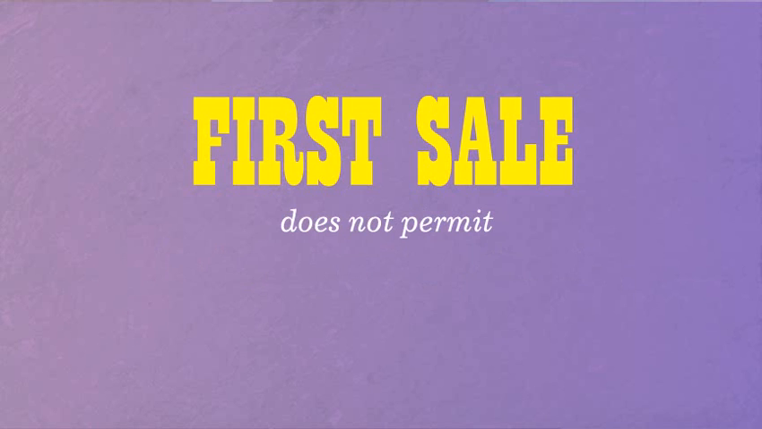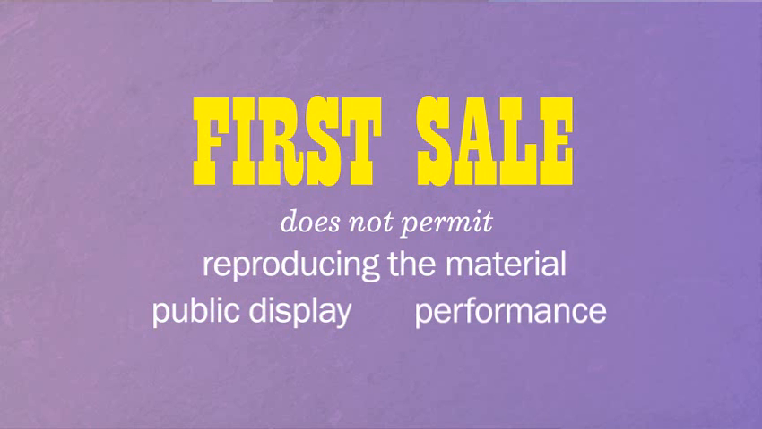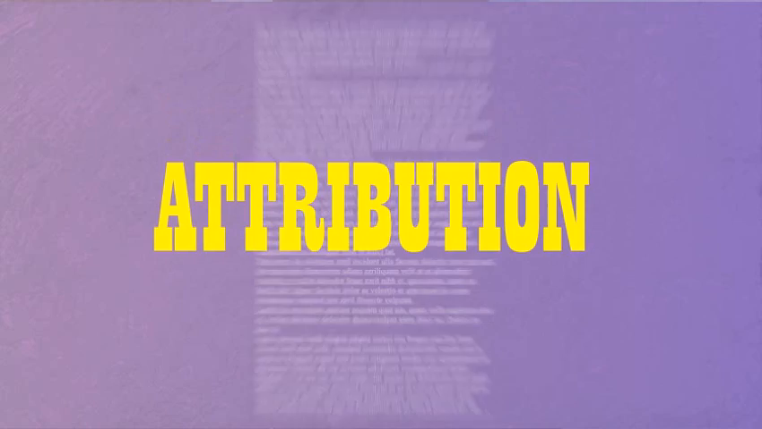Many people confuse the physical ownership of a book or a DVD with owning the copyright to that work. The first sale doctrine permits lending, reselling, and disposing of the copy you own, but it does not give you the right to copy or reproduce the material, publicly display it, perform it, or exercise any of the copyright holder's other exclusive rights. Attribution is another area of confusion.